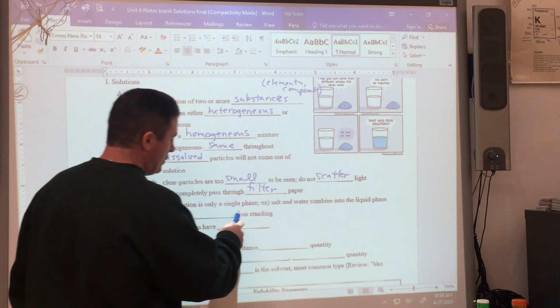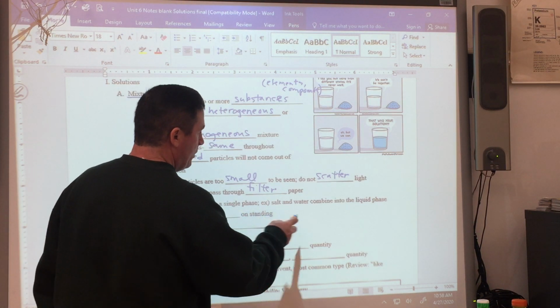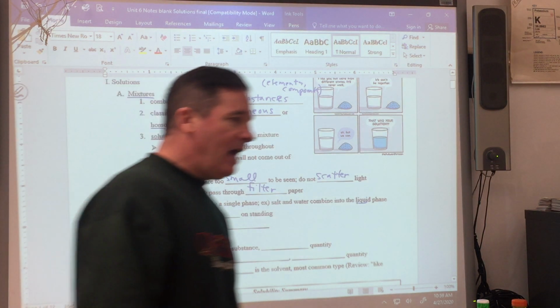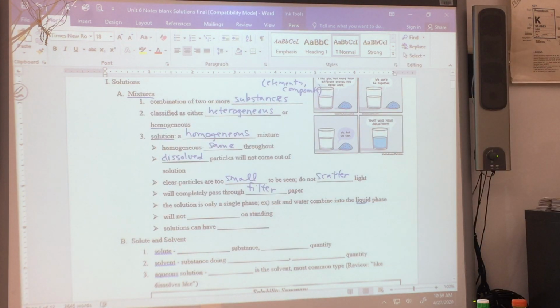Next part is the solution is only a single phase. In other words, it's either going to be liquid, solid, or gas. So what I'm breathing in right now is a solution as well. Air is a solution.